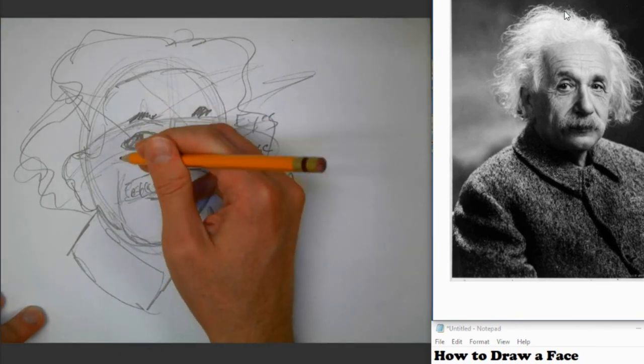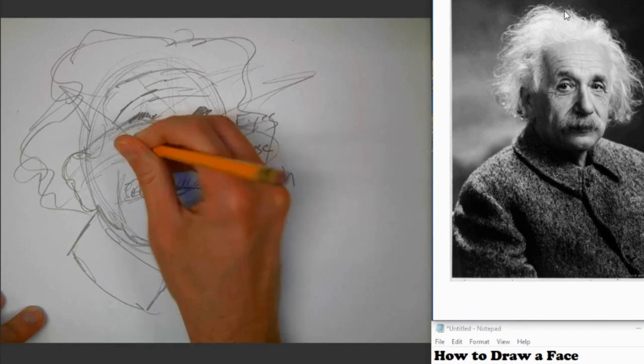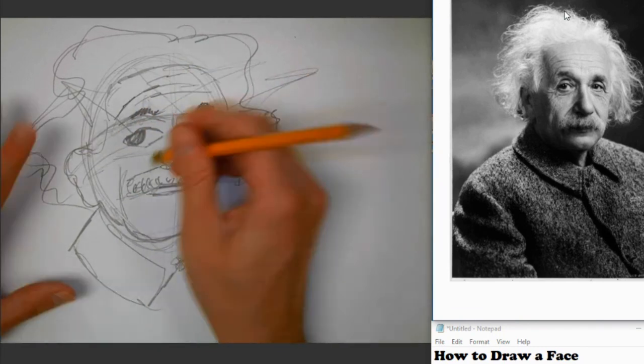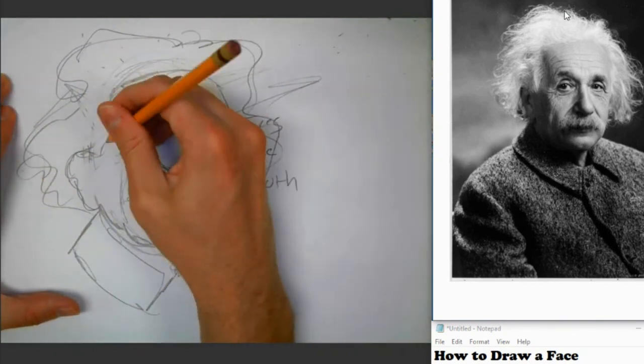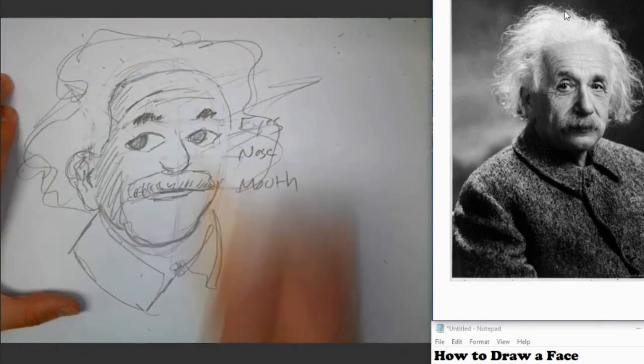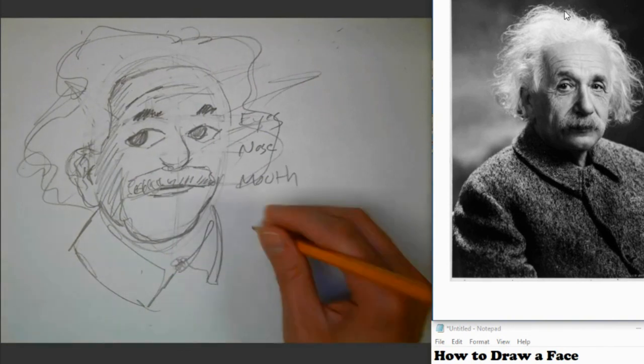And he's old, so you gotta put some wrinkles in there. He's got the forehead wrinkles. Now let's get rid of all these guidelines. Throw in some details. There you go. Good old Albert Einstein.